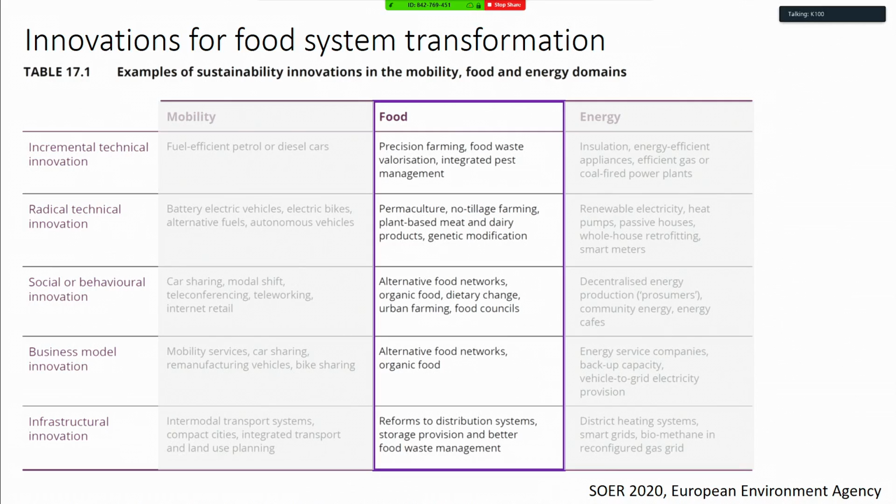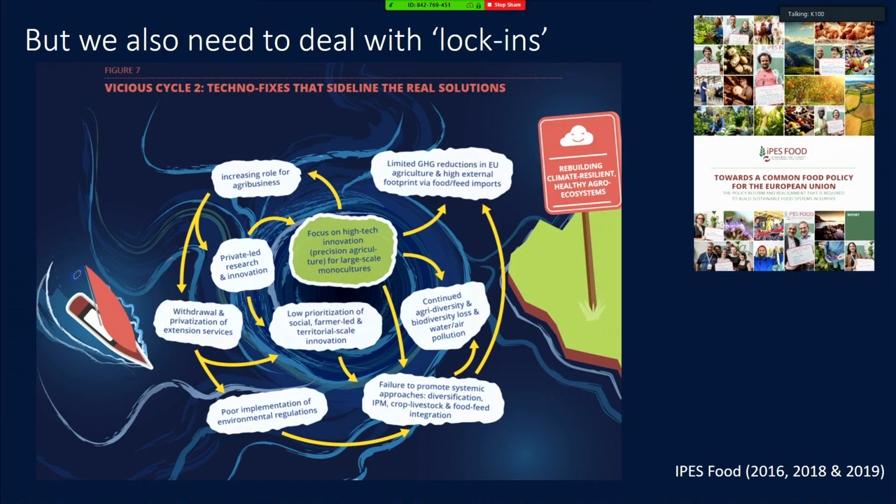Now, obviously, there's lots of different ideas here. One of the questions is how we go from these small niches and upscale them to make them more mainstream. And there we need to think about the lock-in mechanisms that are constraining those transformations. This is from IPES Food, and IPES Food have done quite a lot of thinking about lock-in mechanisms. This is the EU food system, this little boat. It wants to get here to this multi-objective, more systemic efficiency.